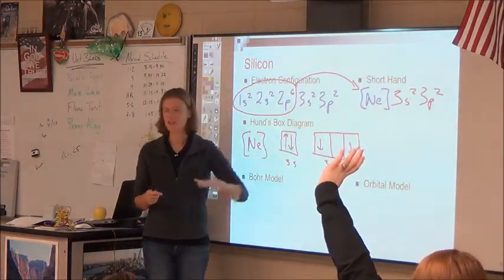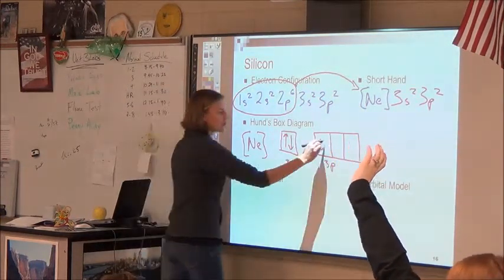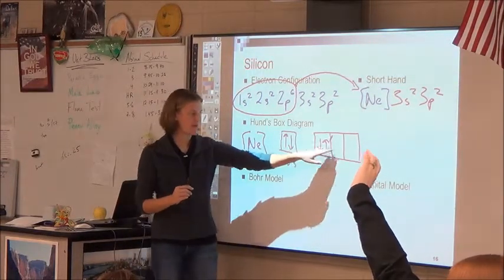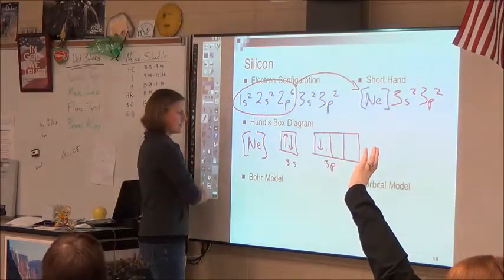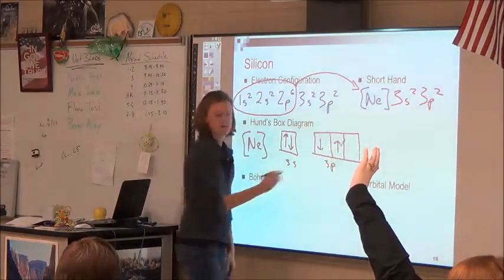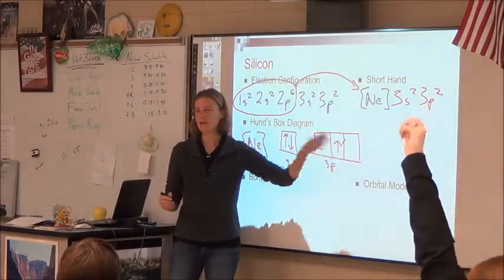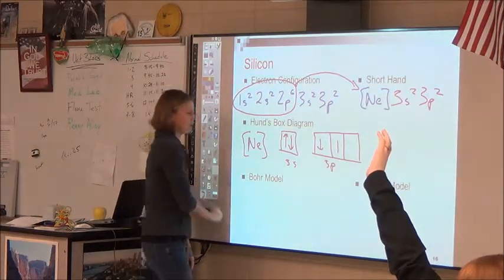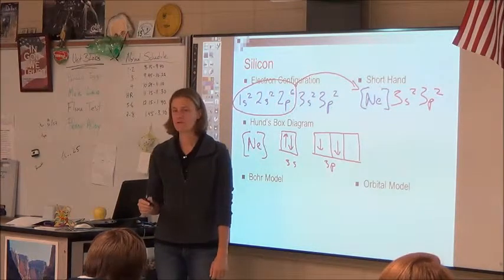Put 1 per box before you pair them up. So this would be incorrect. Don't do that. Because they're paired up and I have empty boxes. Fill the boxes before you pair them up. This would be incorrect, because they have the same orientation, up or down, before you pair them up. So that's okay too.